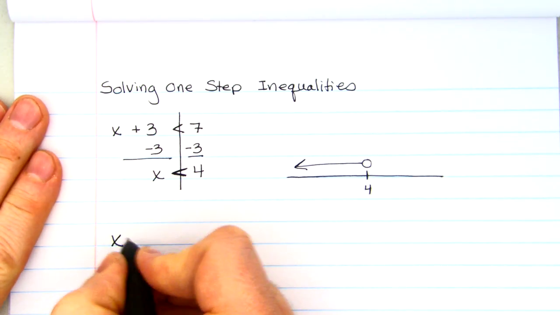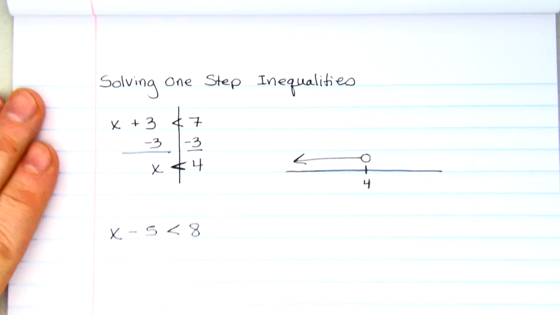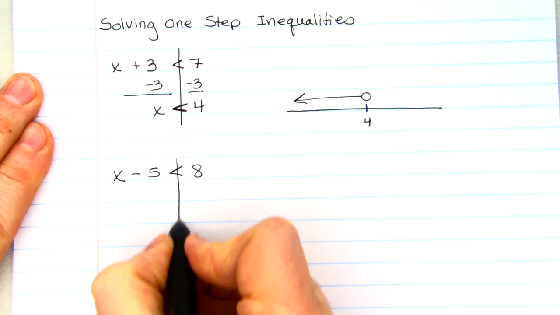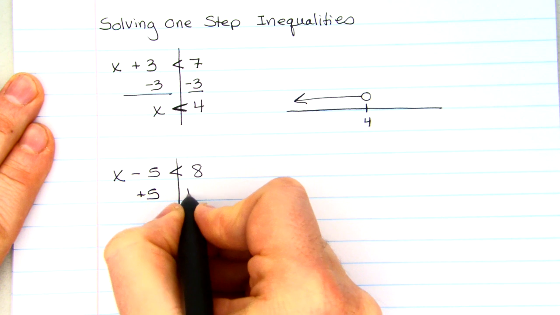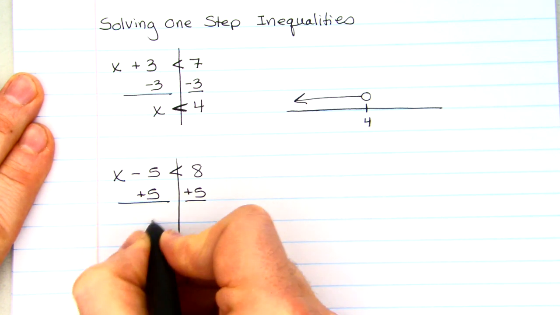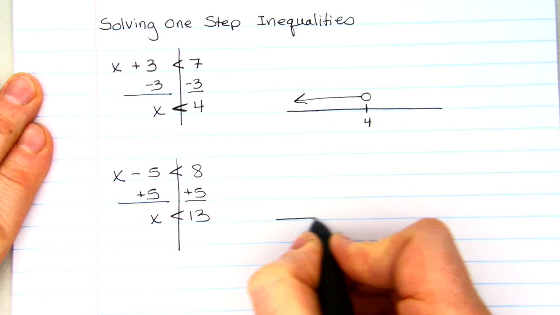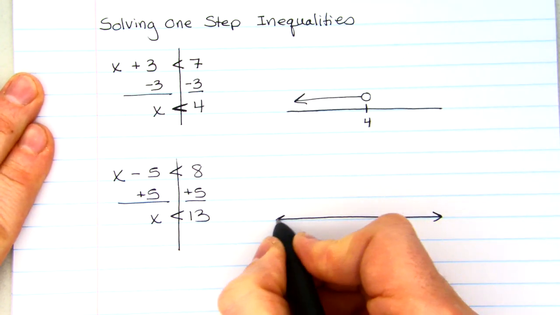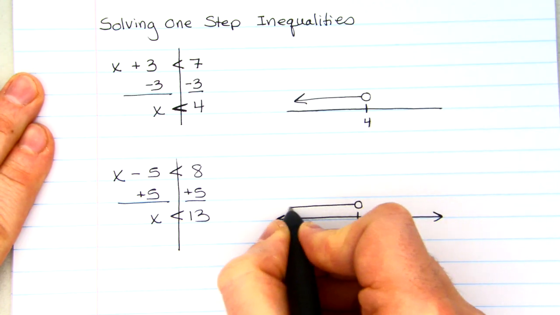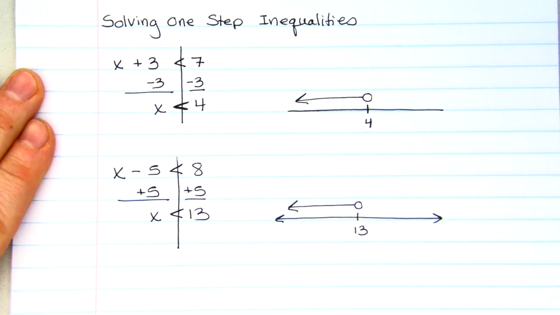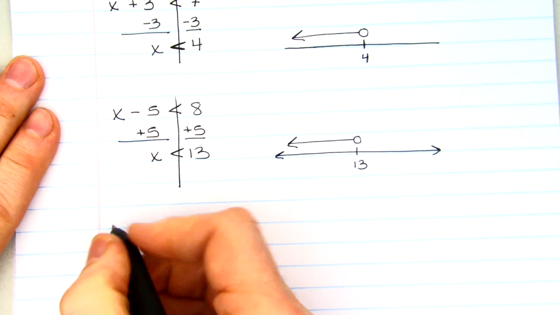If I gave you x minus 5 is less than 8, well, the opposite of subtraction is addition. I'm going to add 5 to both sides, and I'm going to get the inequality x is less than 13. To graph this, open circle at 13, pointing to the left. My ray points the same direction as the symbol as long as the x comes first over there.